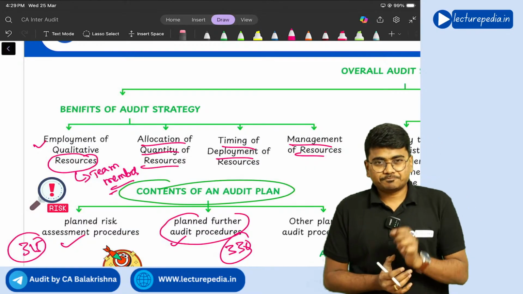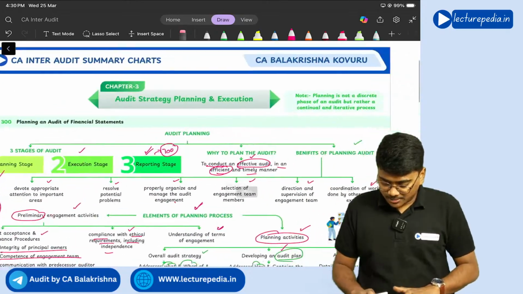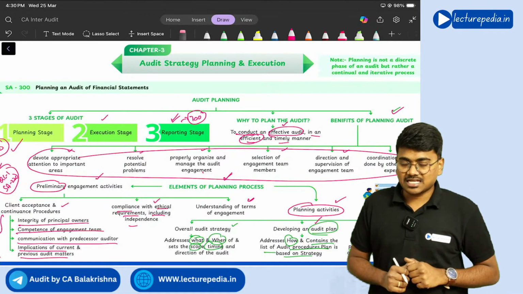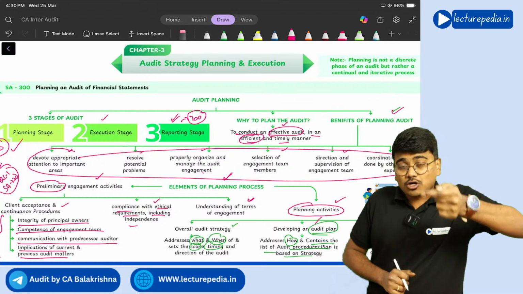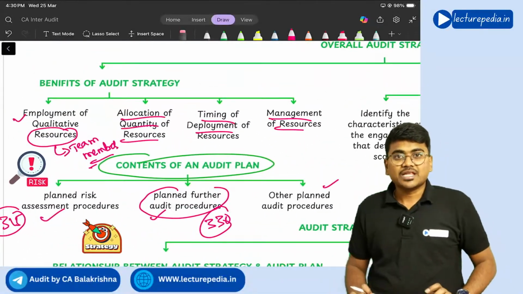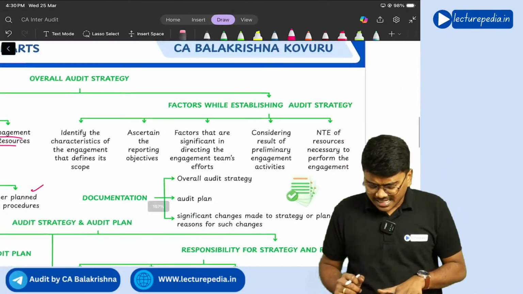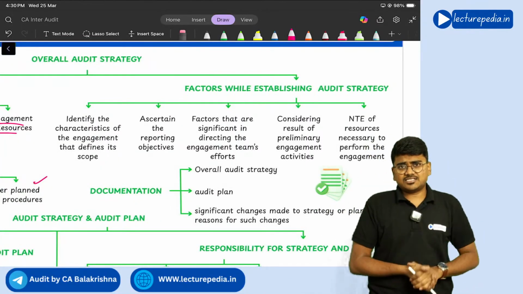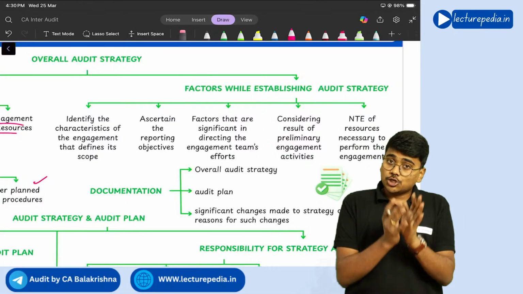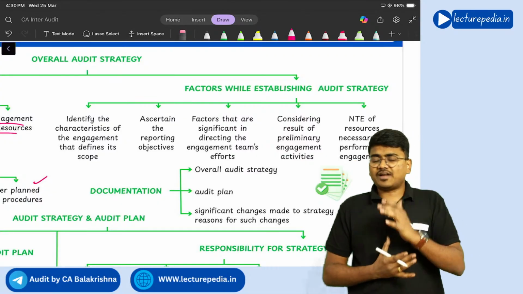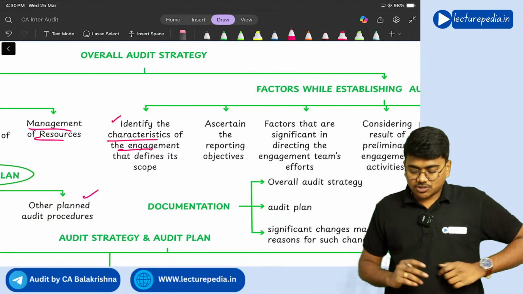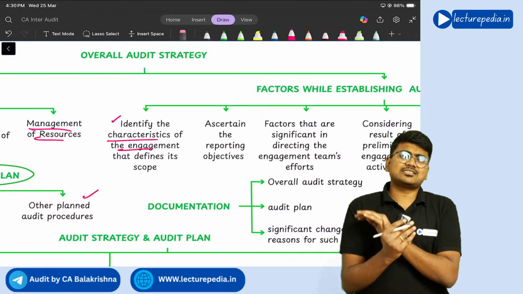So you need to remember that the advantages that you get because of audit planning are these 6 advantages. You should not get confused in the examination. And the advantages that you get because of strategy are related to resources, those 4 advantages which we have seen here. Getting it? Yes, sir. Next, while developing the audit strategy, you need to consider certain 5 factors. By considering these 5 factors, you need to develop the audit strategy. What are those 5 factors? First one is characteristics of the engagement. See, identify characteristics of the engagement. What is meant by characteristics of the engagement?